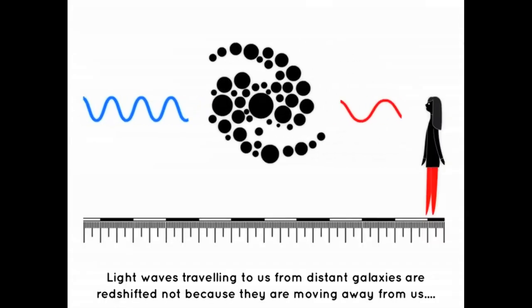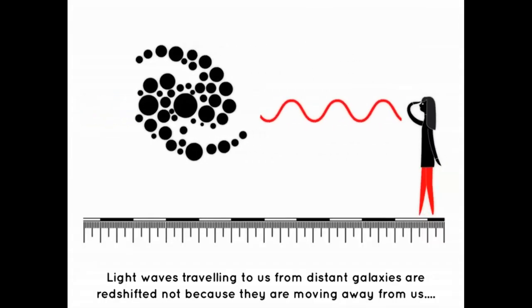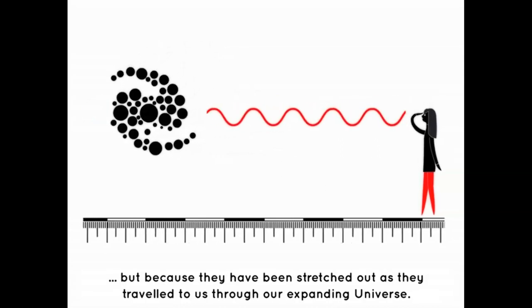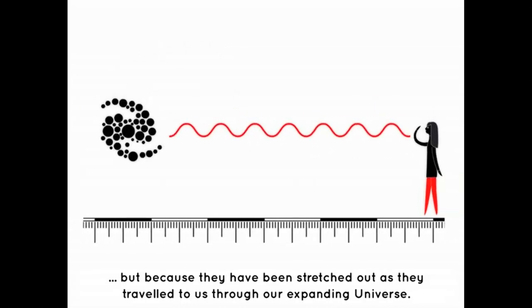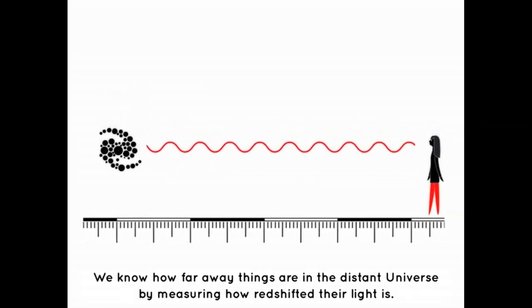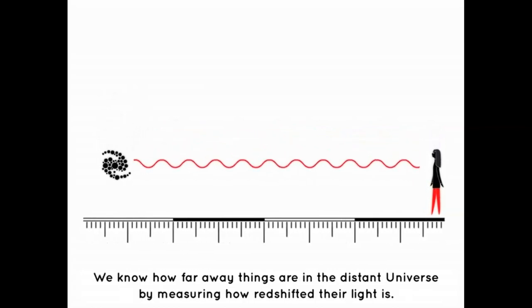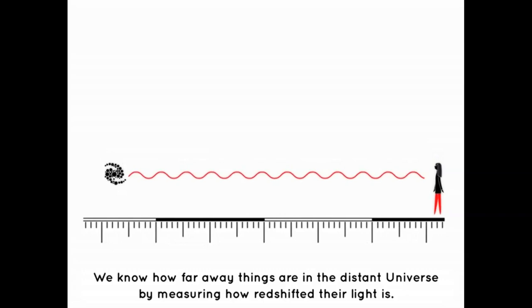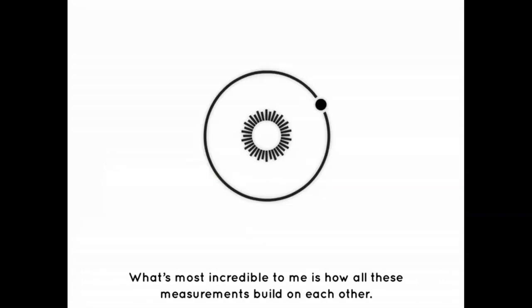Light waves traveling to us from distant galaxies are redshifted, not because they're moving away from us, but because they've been stretched out as they traveled to us through our expanding universe. We know how far away things are in the distant universe by measuring how redshifted their light is. What's most incredible to me is how all these measurements build on each other.